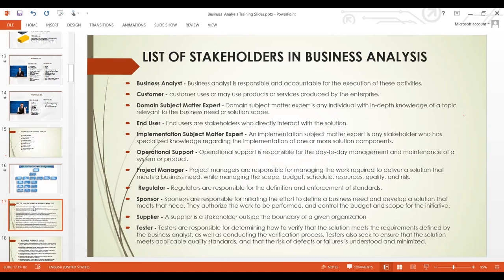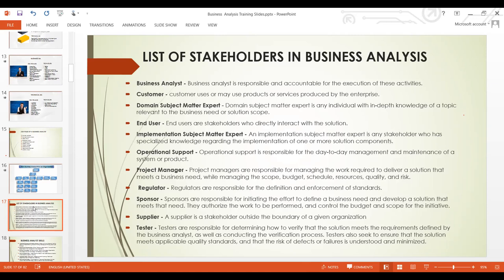Then another very big stakeholder within business analysis is the sponsor. Sponsors are responsible for initiating the effort to define a business need and develop a solution that meets that need. They authorize the work to be performed and control the budget and scope for the initiative. So they are the big man within the business analysis because they initiate the projects we are working on. It's out of their initiation, out of their activity that the project came about. So they are the sponsor. They control every aspect of the project.